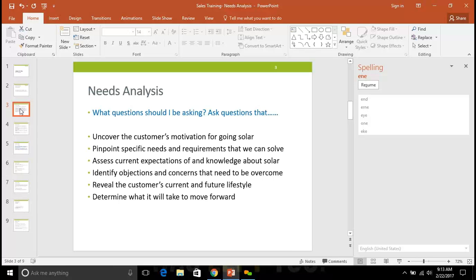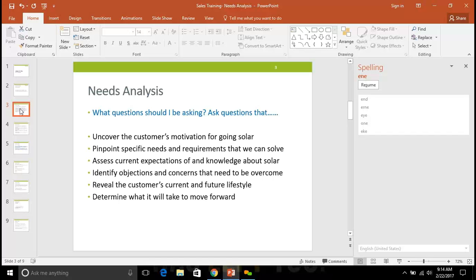The third point is to assess their current expectations of and knowledge about solar. How many times do we meet with a customer and their perception of solar is off from what reality really reflects? And so understanding if there are misconceptions or false expectations, maybe another solar company created false expectations for them, and we've got to diffuse those. Maybe they've done a lot of research and they know a lot about solar. Some people haven't done a whole bunch, and the key here is to know what people know and meet them where they're at.